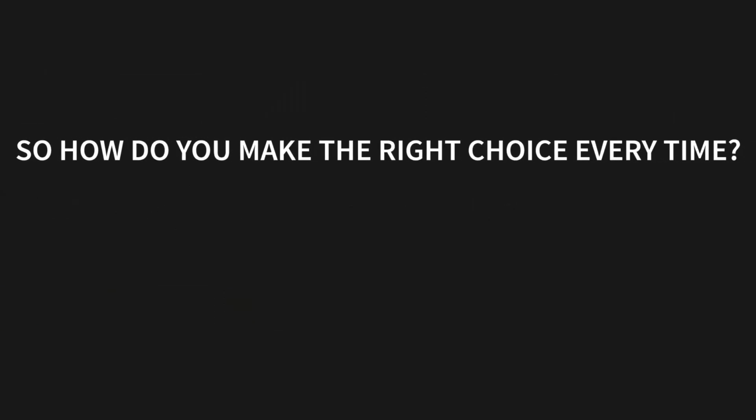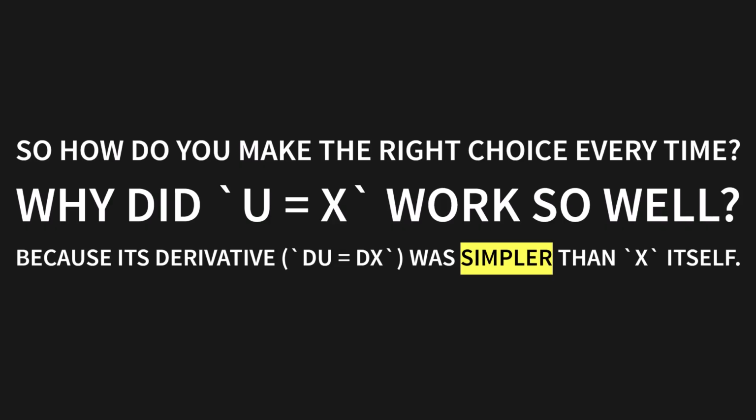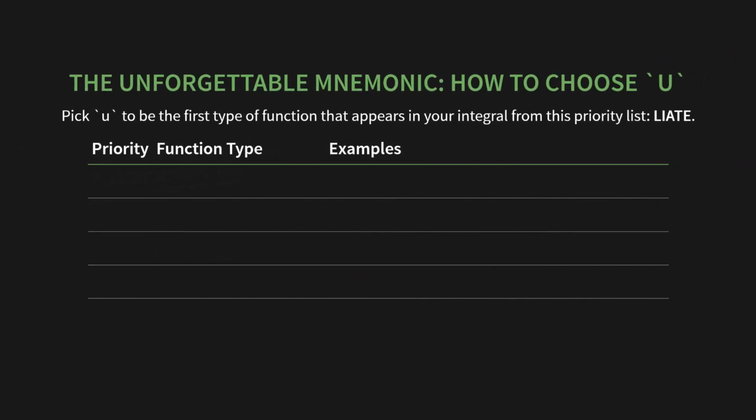So how do you make the right choice every single time? Why did u equals x work so well? Because its derivative, du equals dx, was simpler than x itself. This leads to the unforgettable mnemonic for how to choose u. Here's the secret. Pick u to be the first type of function that appears in your integral from this priority list.